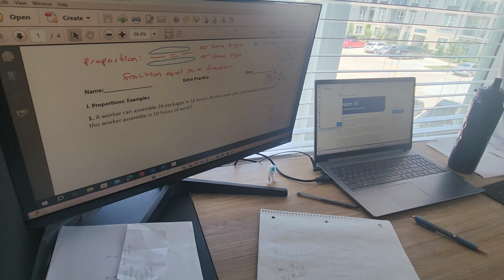The setting up takes some time. Once you get used to that, then it should be pretty straightforward. But if you have a fraction equals a fraction, you can cross multiply and divide, and that's how you solve it. So let's see what it looks like on TSI.